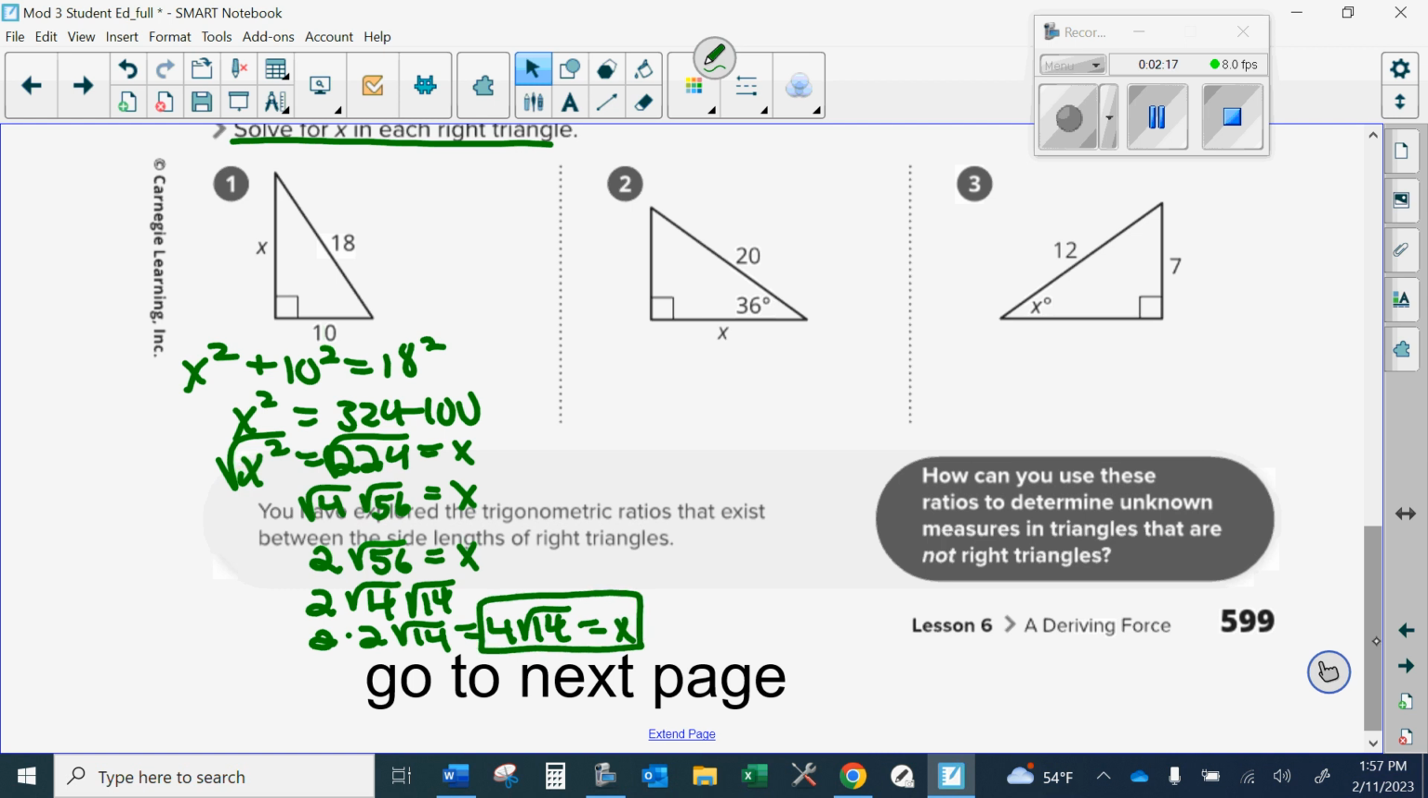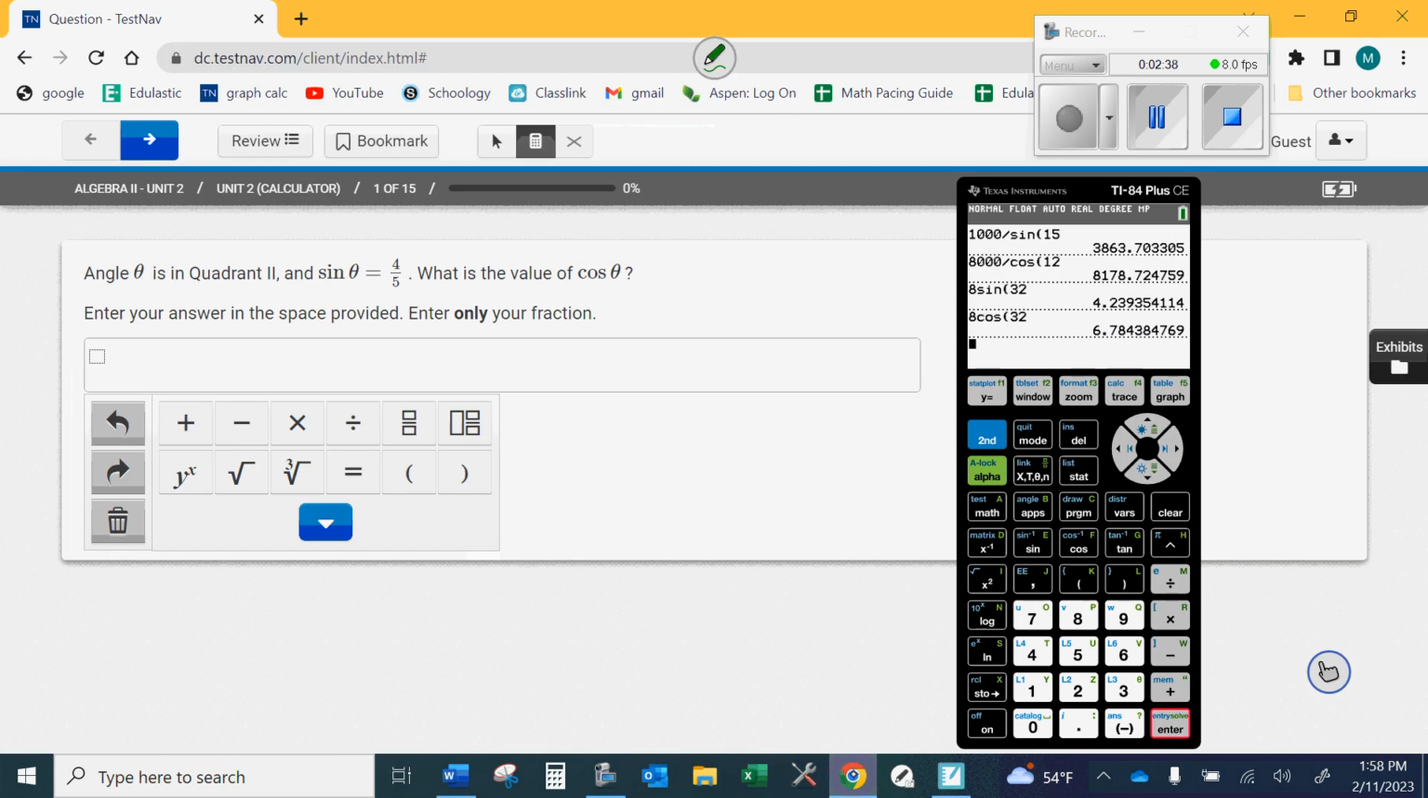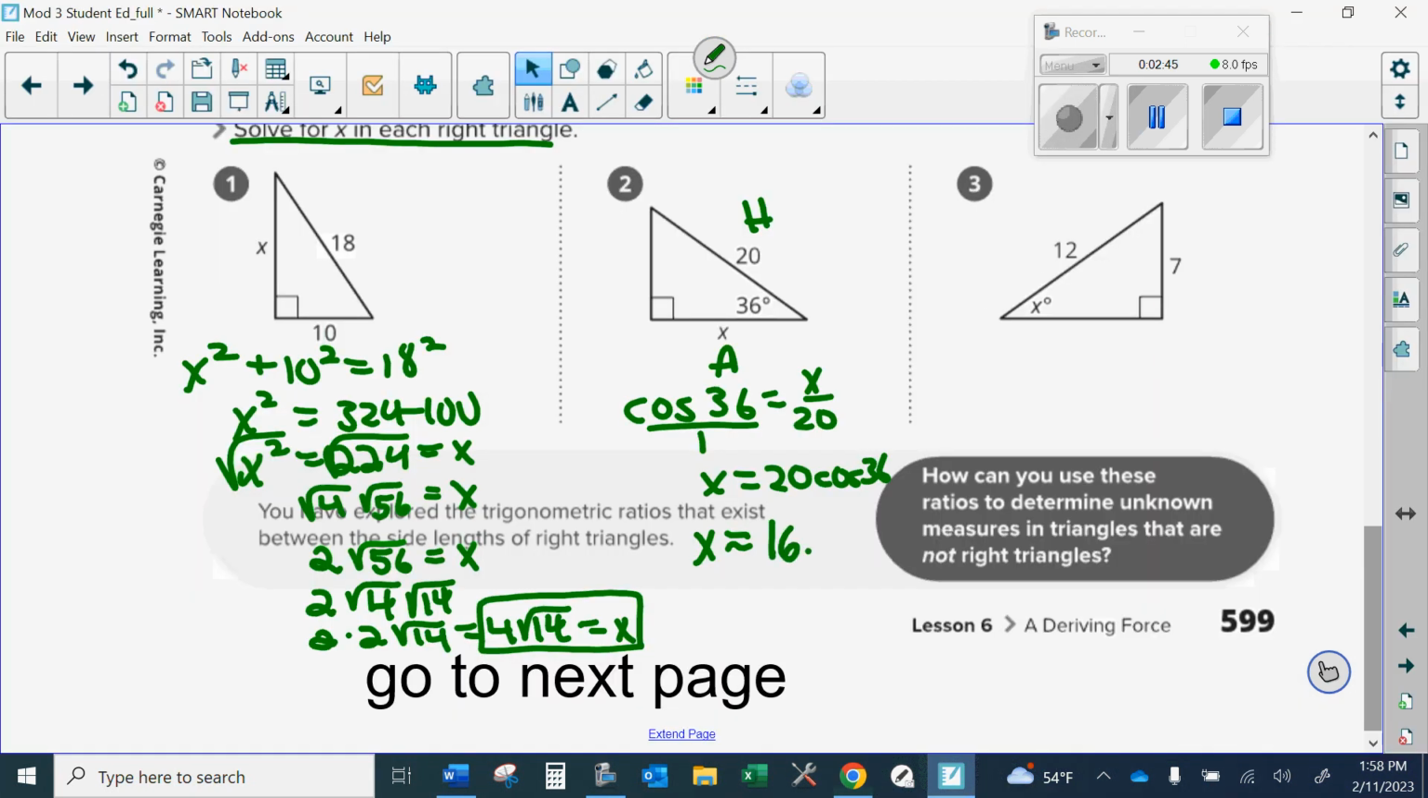All right, here we have our hypotenuse and our adjacent side, so that's cosine. So cosine of 36 equals x over 20. Cross multiply. 20 cosine 36 is the exact answer. We'll also practice rounding it to the nearest tenth. It could be tenth or hundredth in the decimal. So 20 cosine 36 is 16.2. So approximately 16.2. Make sure you use the approximate symbol.